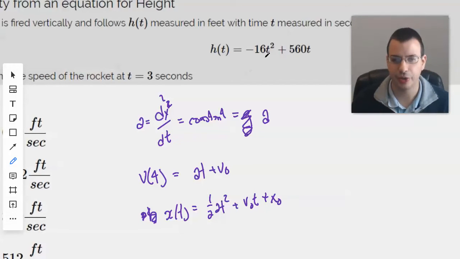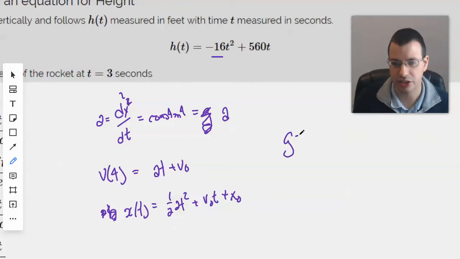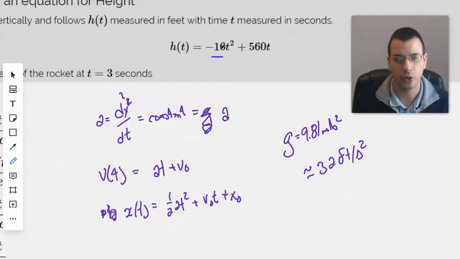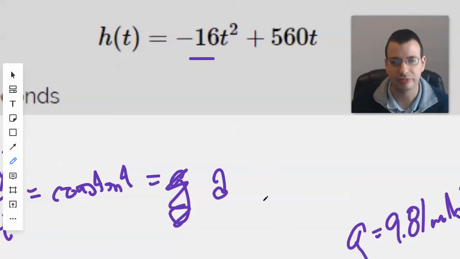And that kind of looks like what this equation follows here. Gravity is 9.81 meters per second squared, but that's also pretty much about 32 feet per second squared. And so 1/2 of 32 is 16. So that's probably where this equation came from. That's a surprisingly straight line there.